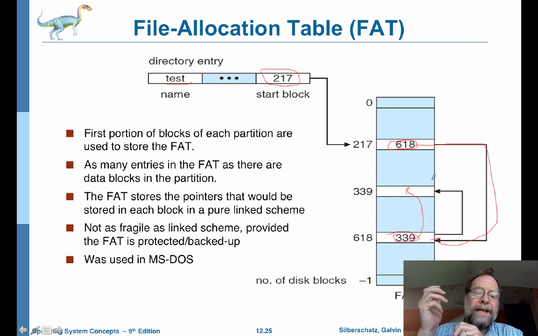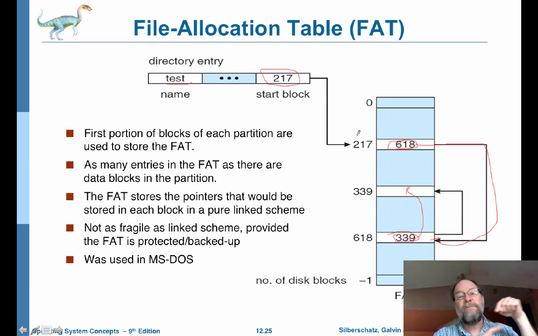This is not as fragile as the pure linked scheme, because if you lose a single data block of the file on the hard drive, you're not going to break the whole chain, because the chain is actually stored in the FAT table itself. You can always trace through it. Now you still have to protect the FAT table, but that's all centralized, so it's usually relatively straightforward to do that. You back up the FAT table, you store a copy of it someplace, and that can work quite well.